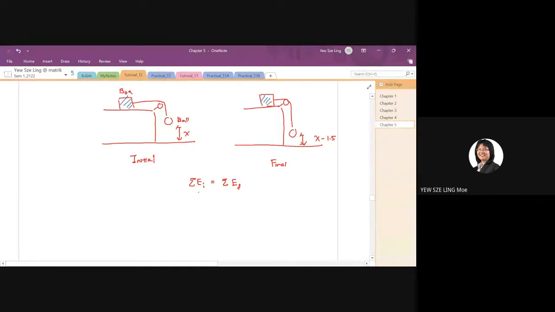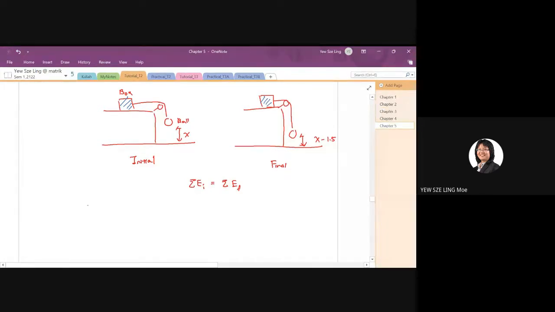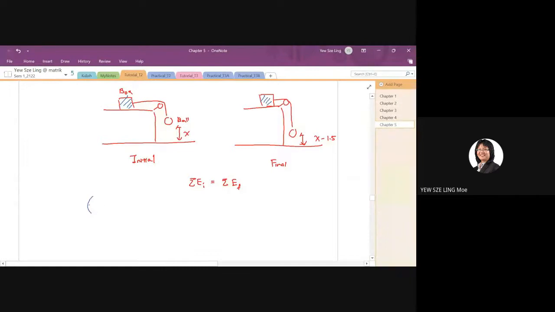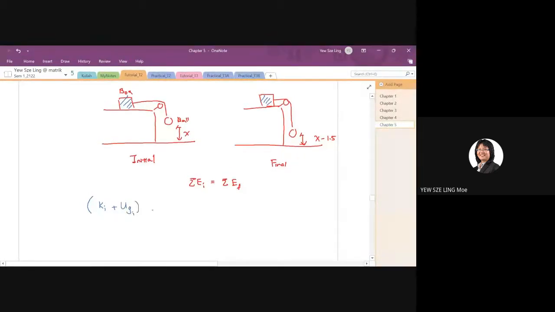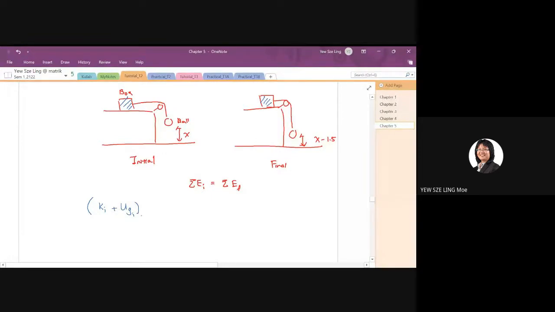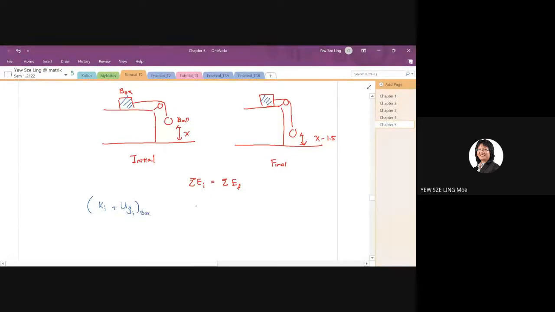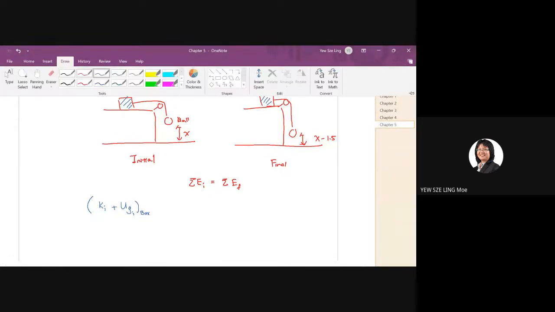In my equation, I'm going to expand it. First, I need to take into consideration the energy from the box. So K initial plus UG initial, I'm going to close the bracket first. And this is for the box.